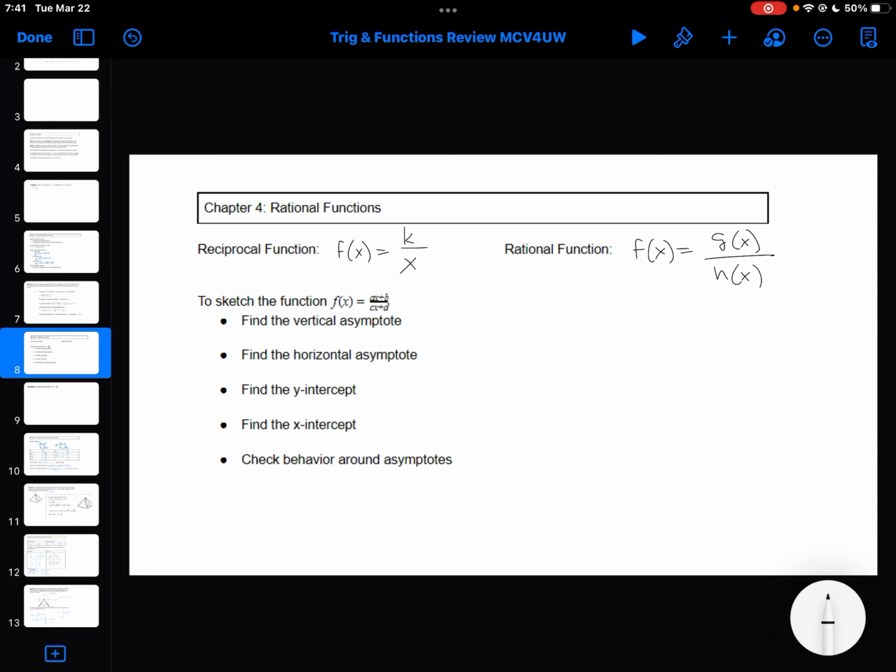In order to sketch a rational function, you should always look for the following behaviors. So you should find the vertical asymptote, which is our restriction from the denominator. Should also find the horizontal asymptote, which is a over c, which is really the limit as x goes to positive and negative infinity. Then we're going to find the y-intercept by setting x equal to 0 and solving, and then finding the x-intercept by setting y equal to 0 and solving, and then we're going to check the behavior around the asymptotes.